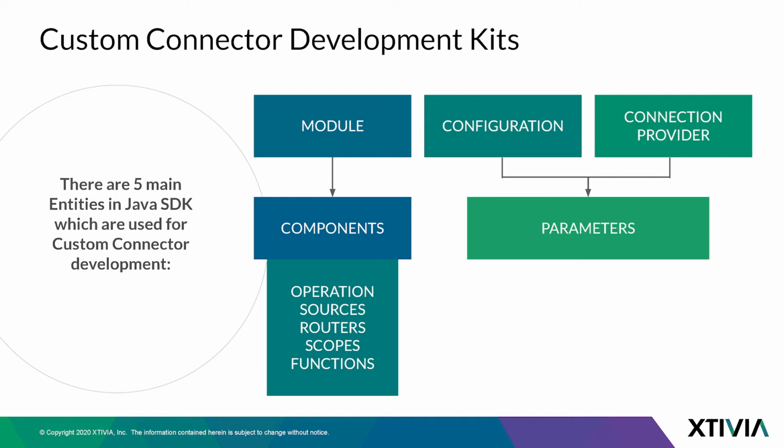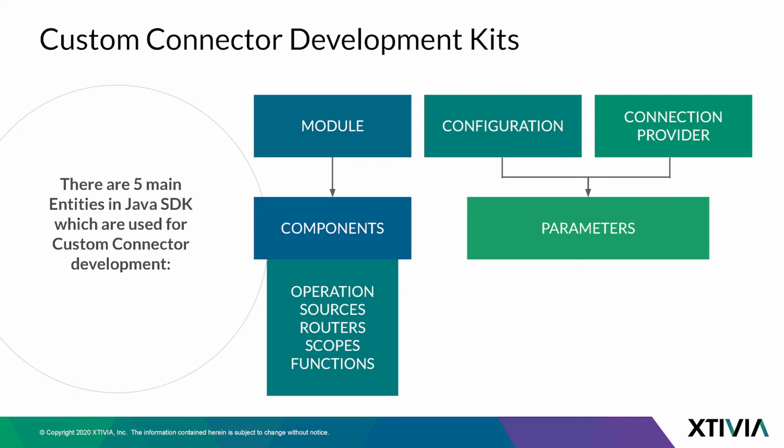With Java, let's understand the different components required for a custom connector development. And we can divide this into 5 entities. The first one is module. The module is a collection of components. Here we're specifying the components. Components may be operations, sources, routers, scopes, or functions. A module is the one where we can specify a namespace for it. A namespace is a unique identifier where we can specify that particular connector.